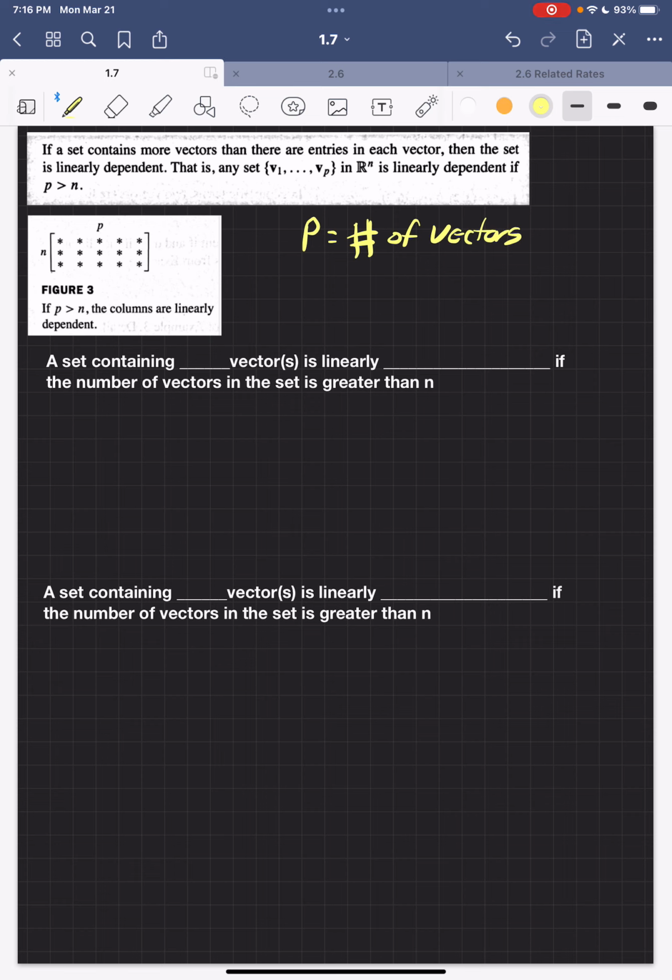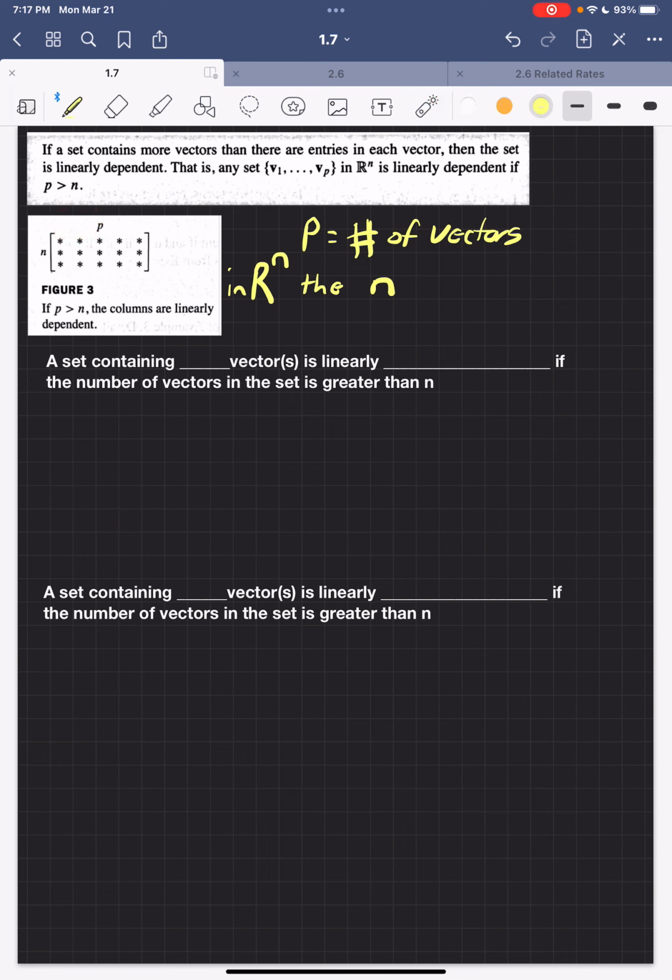Now, notice that R^n, which would be the dimension, the space that you are residing in. Let me write it this way. In R^n, the n part of R^n, well, let's think about it. R^2 would be a plane, 2 dimensions. R^3 would be space, 3 dimensions. So notice that the n ends up becoming your rows, whereas the vectors are your columns.